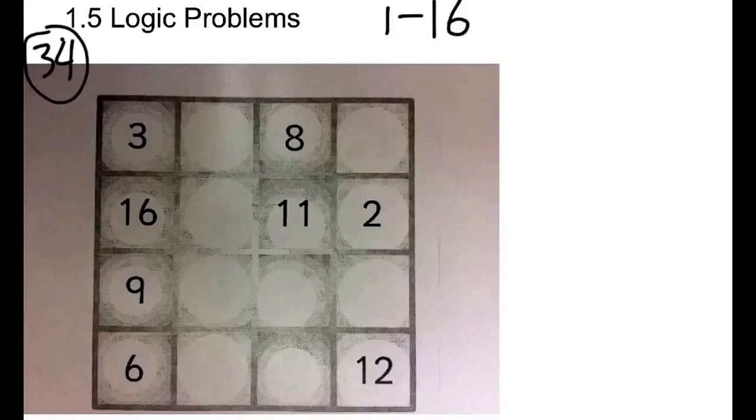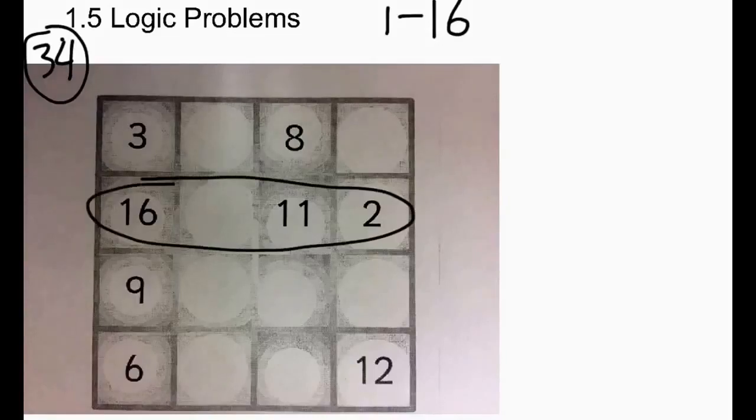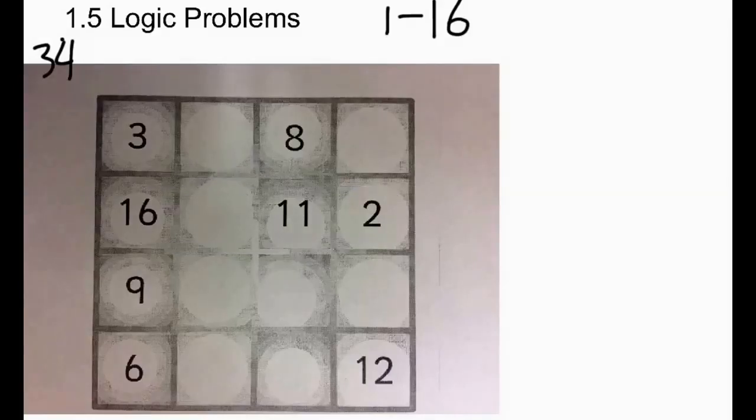Now let's use that along with our other logic to help us figure out the rest. Looking at the second row from the top, we have only one missing number, and that row has to equal 34. We can just go 34 minus 16 minus 11 minus 2. 34 minus 16 is 18, minus 11 is 7, minus 2 is 5. So that one has to be a 5.